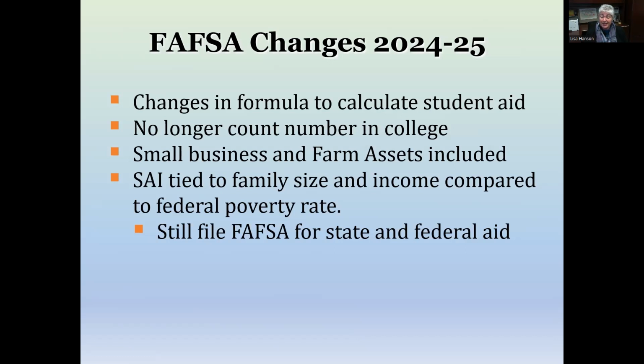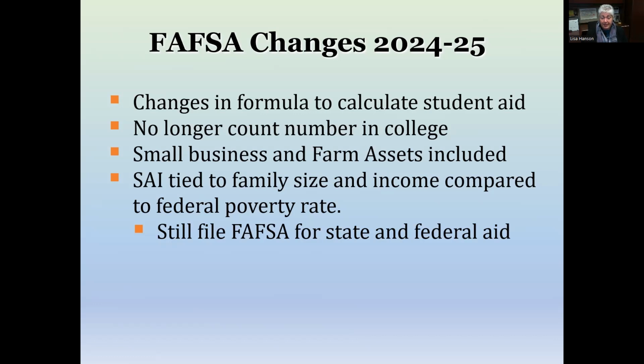A couple of things that will impact you and make you less eligible: they're no longer going to count the number of students that are in college at more than half time. If that's the case where you have multiples in college, you may want to reach out to the schools and see if there's anything that can be done. And then they will start including business assets and farm assets for everyone in 24-25. So that will be a change that will impact us, particularly those of us in the rural areas that have farms.